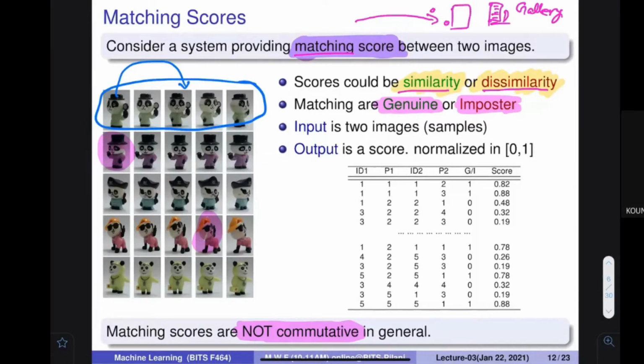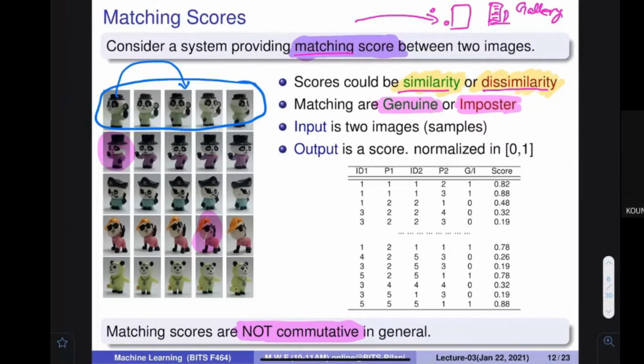Is it clear? What are genuine and imposter scores? Yes or no? Does everybody understand what genuine and imposter mean? Very important concept: what is the genuine score, what is the imposter score.